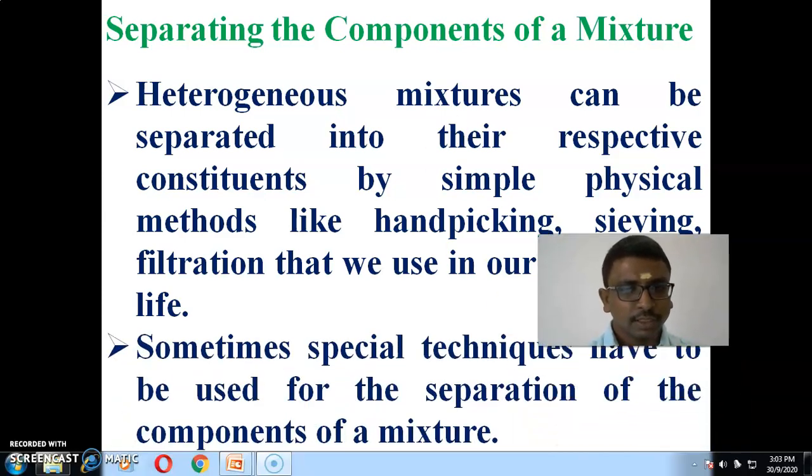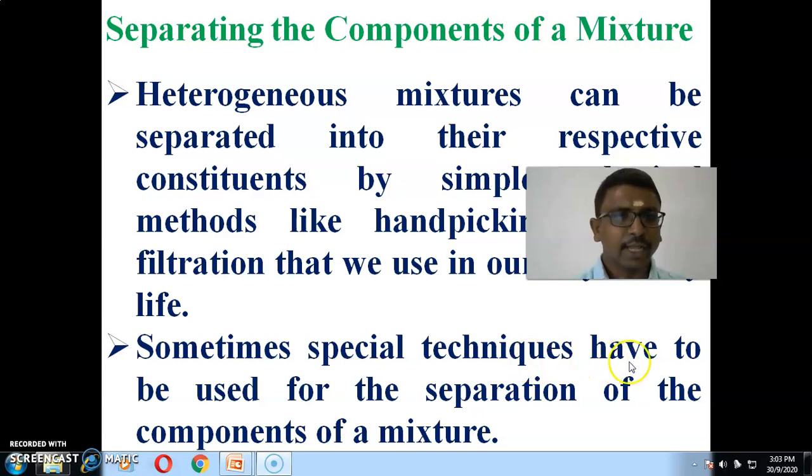Sometimes special techniques have to be used for the separation of the components of a mixture. There are various techniques that can be used. Let me see them one by one.